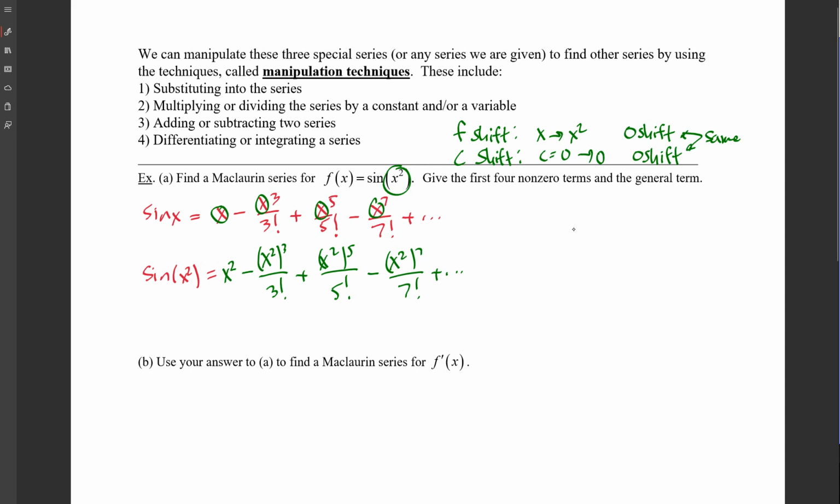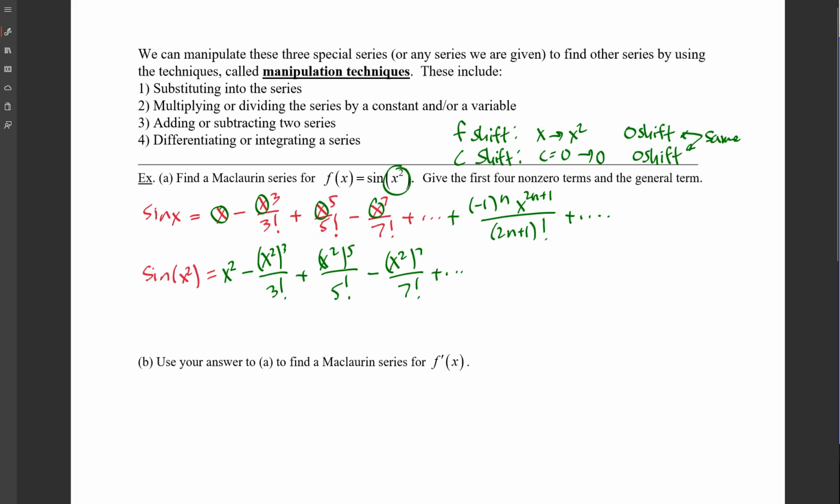Okay, I also want to know the general term. So for sine x, I know my general term was -1 to the n, and these are odd numbers, so this is going to be x to the 2n plus 1 over 2n plus 1 factorial plus dot, dot, dot. Okay, so you can do the same thing to the general term that you did to the other terms. So let's think about this.